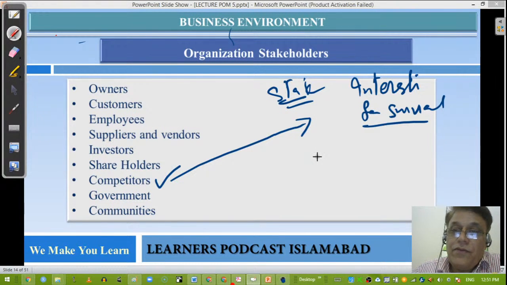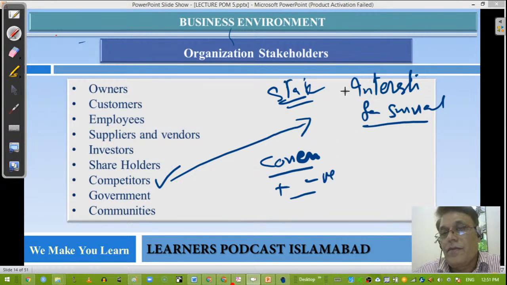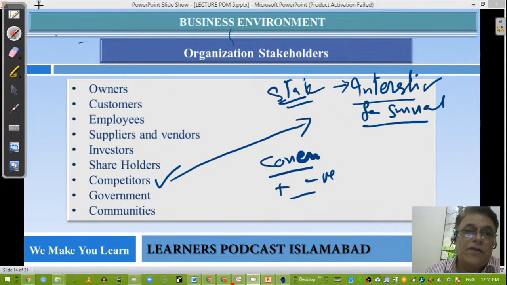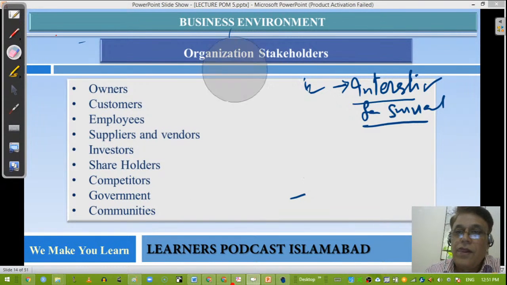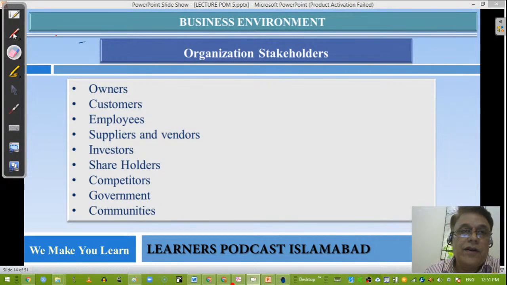Competitors. One definition of the stakeholder is that of concern. It may be a positive concern or a negative concern. When we use the word interest, it generally means positive concern. So that sometimes creates confusion in the minds of students: what kind of interest or concern does it have?